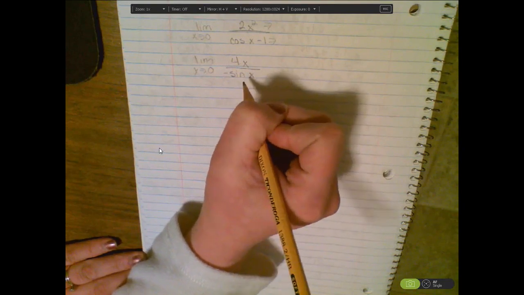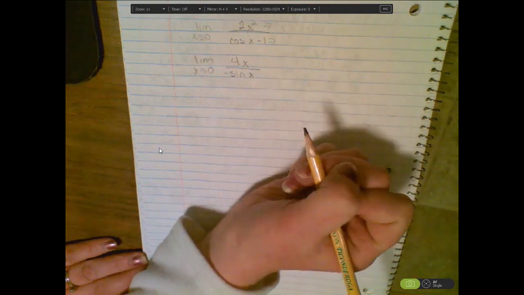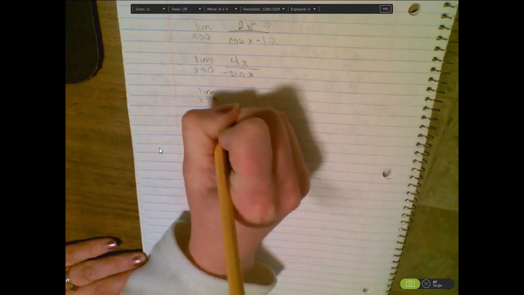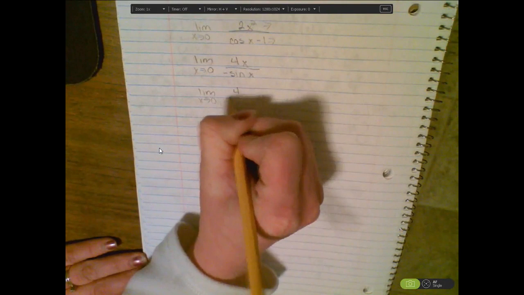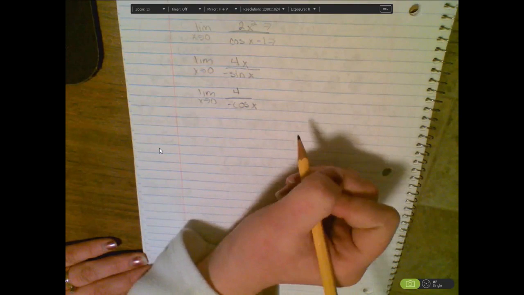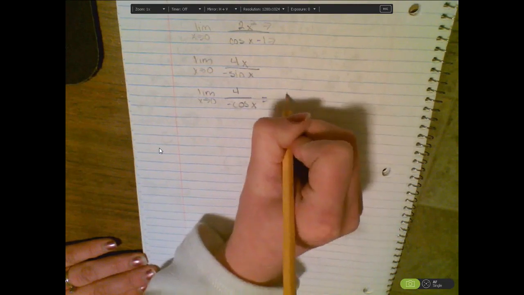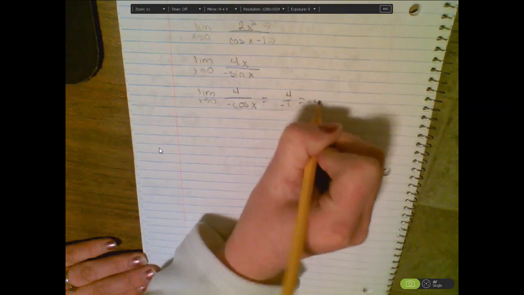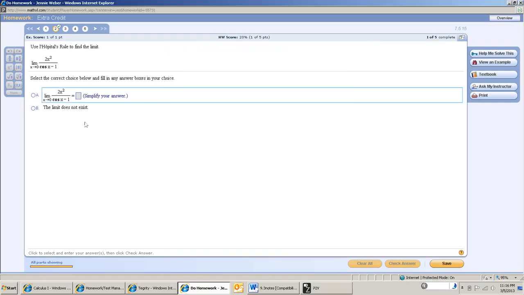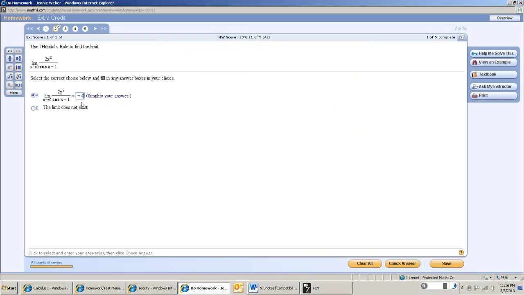Now sine x is 0, so we still can't do this because that will give us a 0 in the denominator. So what we're going to do is just take the derivative again. So the top becomes 4, and the bottom becomes negative cosine x. Well, now cosine of 0 is 1. We can do this. If I put in 1 here, this is 4 over negative 1, or negative 4. So by taking the derivative twice, I was able to find the limit, and the limit is negative 4. So I go back here, negative 4, check answer, and that's our answer.